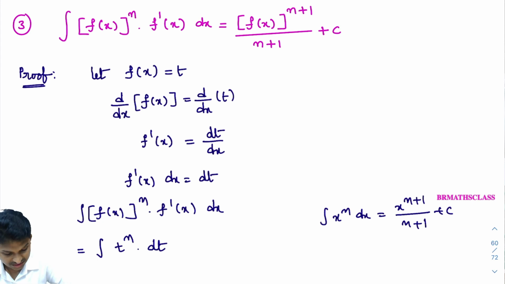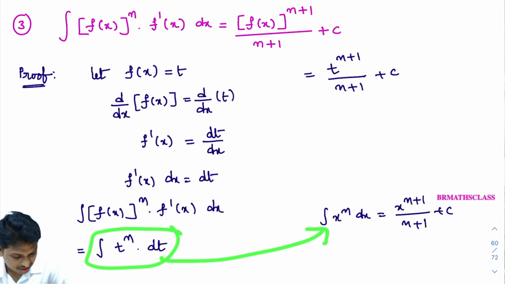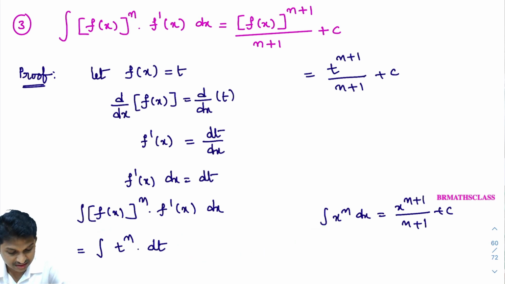Okay, so integral of t power n dt is what? That is equal to t power n plus 1 divided by n plus 1 plus c. I hope you understand. I just applied this formula to this integral. So I got it like this.